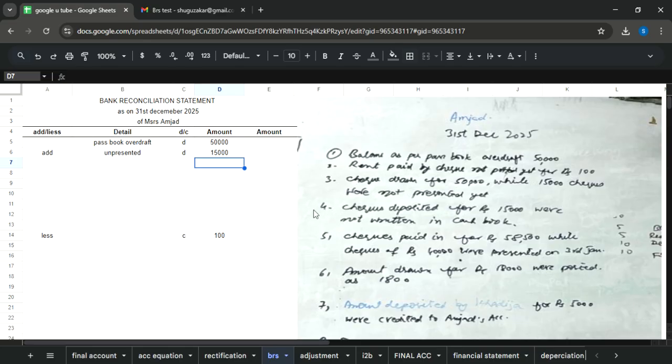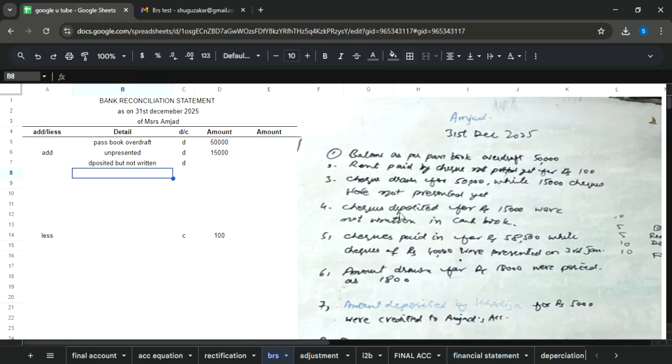Now, for checks deposited. Check deposited means you have deposited your amount in your bank account. Bank account has been increased. It should be debit. For rupees 50,000 were not written. Please note it down, what is your sentence: were not written. If it is not written, that was a mistake. You will write check deposited means increase in bank account. Increase in bank account means it should be debited. So deposited but not written.